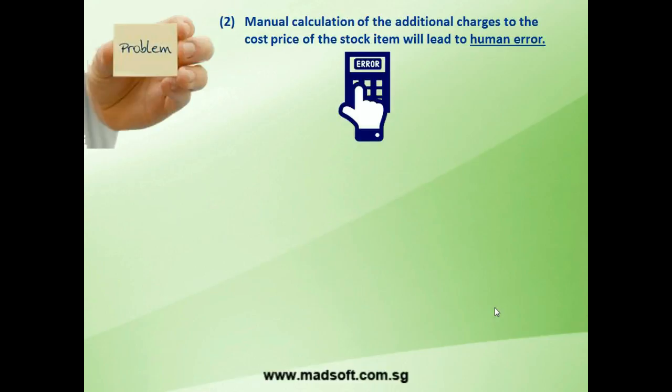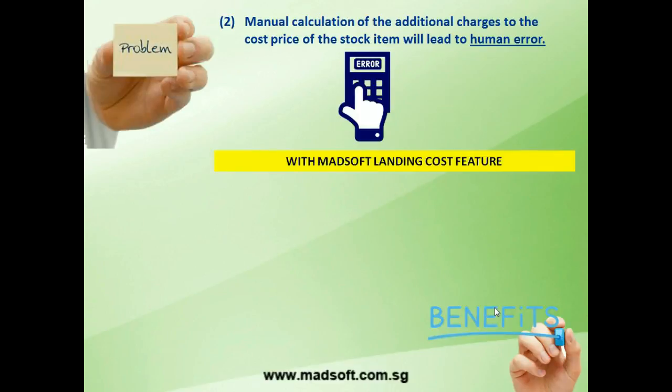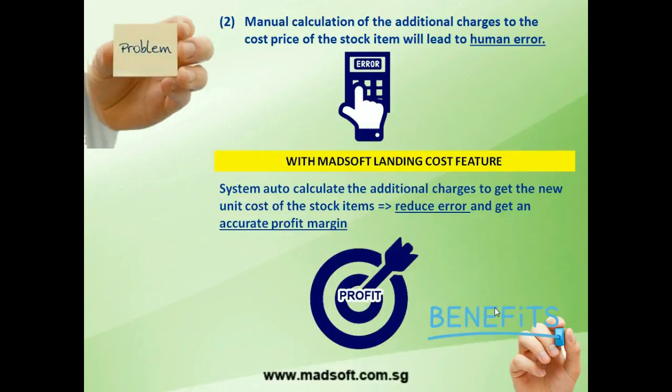The second problem is the manual calculation of the additional charges to the cost price of the stock items. This will lead to human error. So with the MadSoft landing cost feature, the benefit, the system will auto-calculate the additional charges to the new unit price of the stock items. This will reduce the error and will get a more accurate profit.